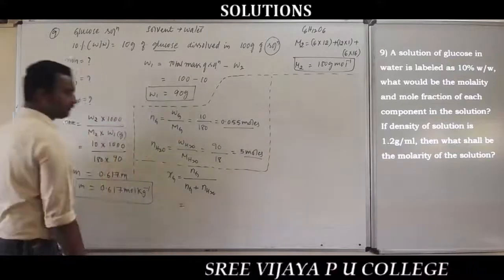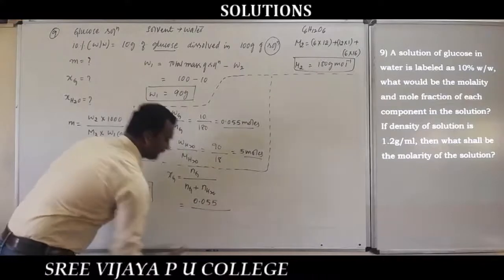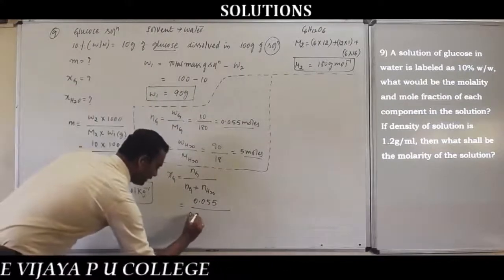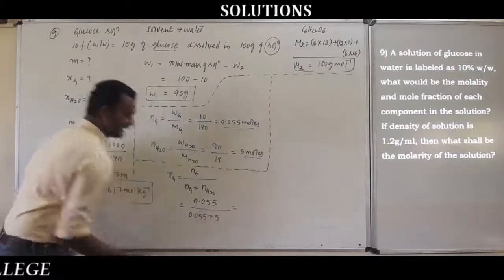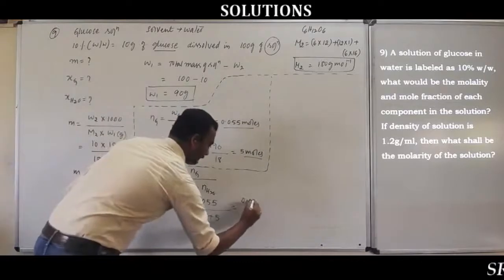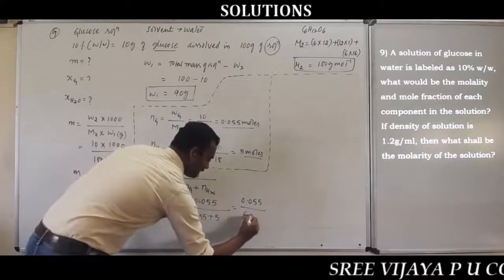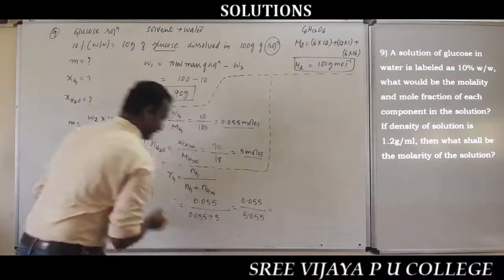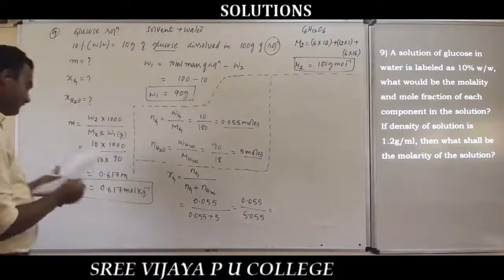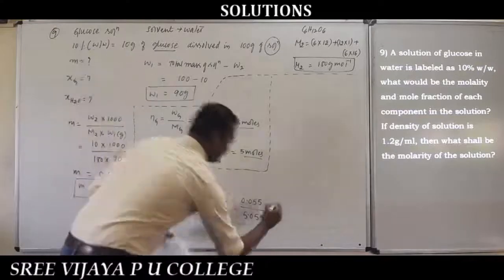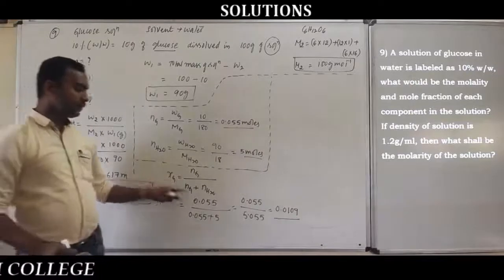That is equal to the number of moles of glucose calculated earlier, 0.055 moles, divided by number of moles of glucose, again 0.055, plus number of moles of water, which is 5. That is 0.055 divided by 0.055 plus 5, that is 5.055. So 0.055 divided by 5.055 is 0.0109. That is the mole fraction of glucose.